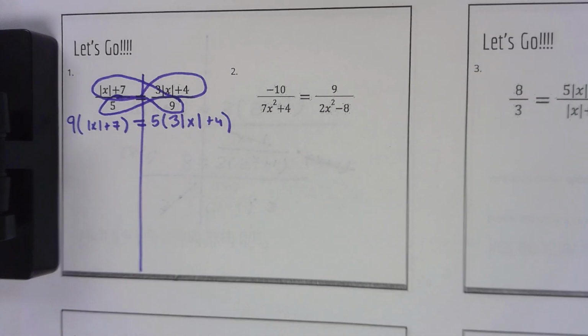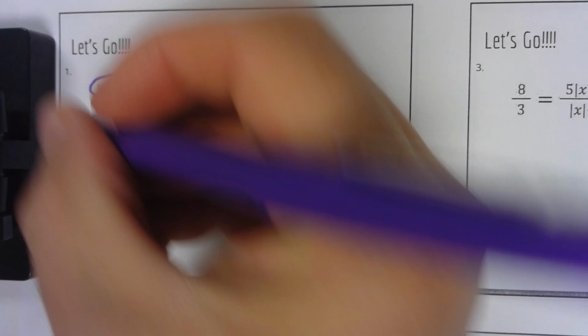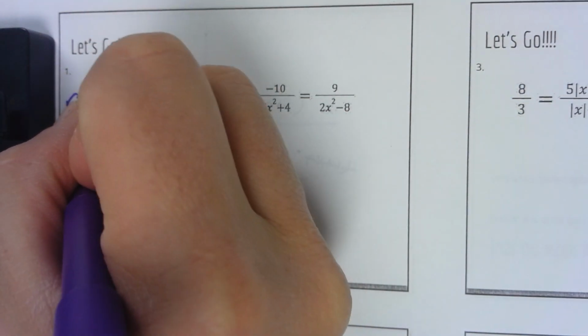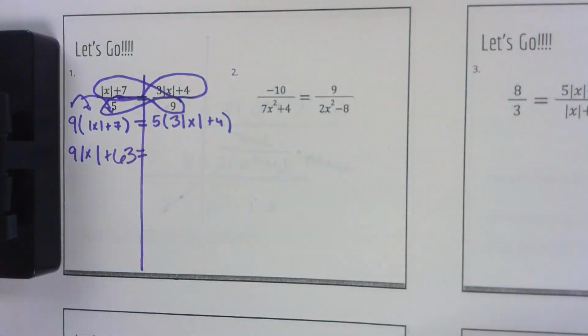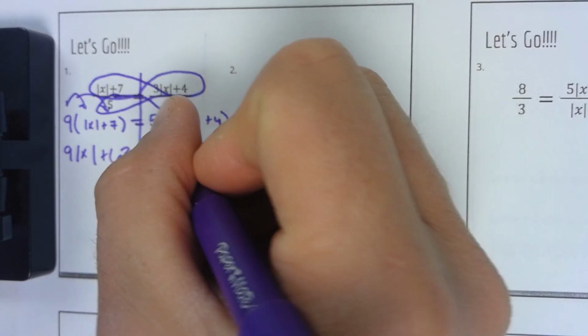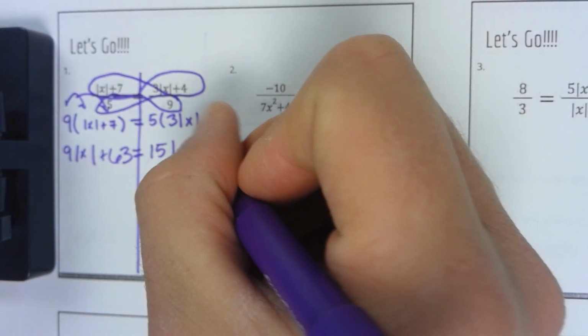And now it's just like the other problems where we'll distribute, combine, or get variables to one side and numbers to the other. Okay, so let's distribute here. So I get 9 absolute values of x plus 63. It equals 5 times 3 absolute values of x, which is 15 absolute value of x. And then 5 times 4 is 20.